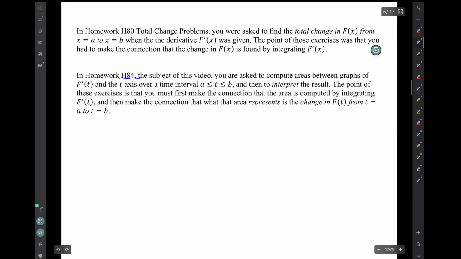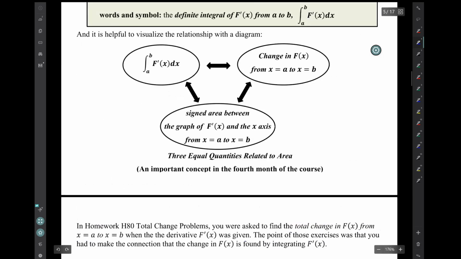In homework 84, which is the subject of this video, you're asked to compute areas between the graphs of capital F prime and the t-axis over a time interval, and then you're asked to interpret the result. The point of these exercises is that you must first make the connection that the area is computed by integrating capital F prime, and then you have to make the connection that what that area represents is the change in capital F from t equals a to t equals b.